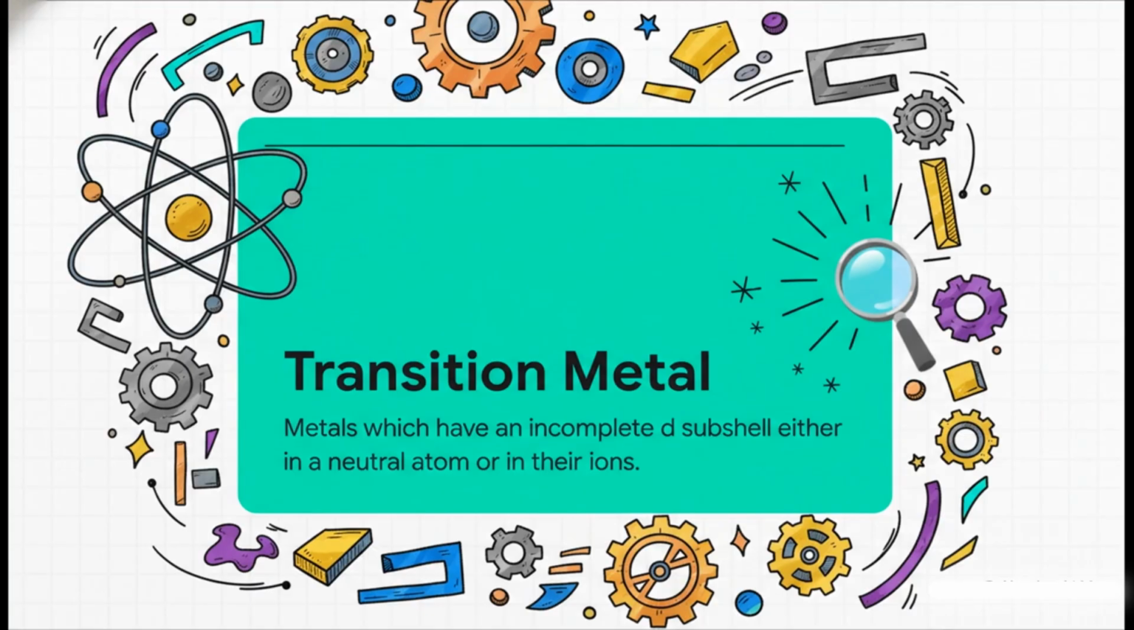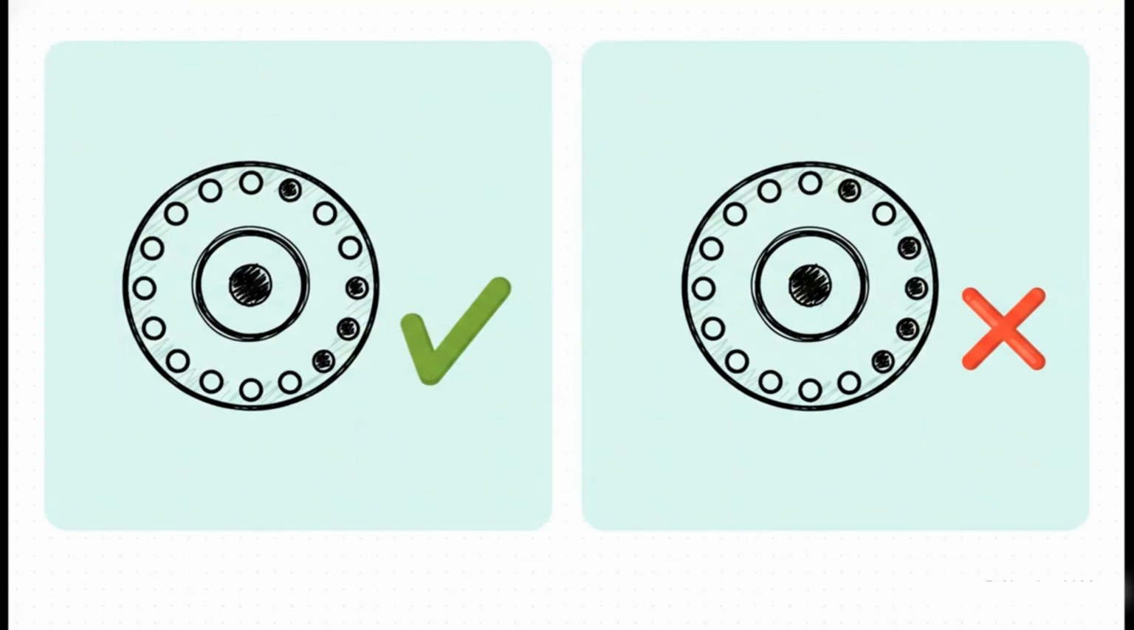And here we have it, the key that unlocks everything. It all comes down to this one little detail, an incomplete D subshell. Now I know, that sounds super technical, right? But trust me, that one phrase is the secret sauce behind all of their amazing properties. Okay, let's break this down with a quick comparison. It makes it way clearer.